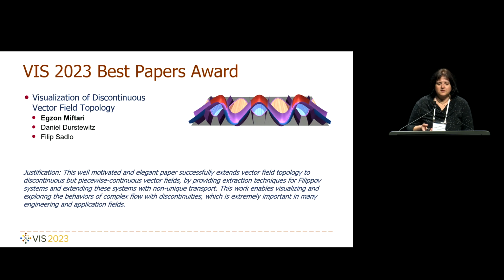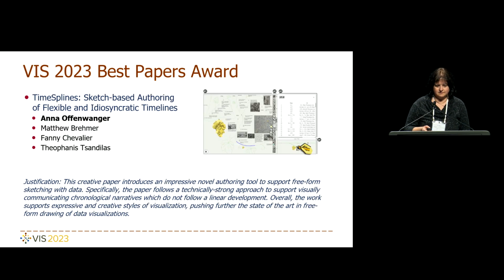Our fourth best paper award goes to TimeSplines: sketch-based authoring of flexible and idiosyncratic timelines by Anna Offenwanger, Matthew Brehmer, Fanny Chevalier, and Theophanis Tsandilas. The justification is, this creative paper introduces an impressive novel authoring tool to support free-form sketching with data. Specifically, the paper follows a technically strong approach to support visually communicating chronological narratives which do not follow a linear development. Overall, the work supports expressive and creative styles of visualization, pushing further the state of the art in free-form drawing of data visualizations. Anna, please come up.